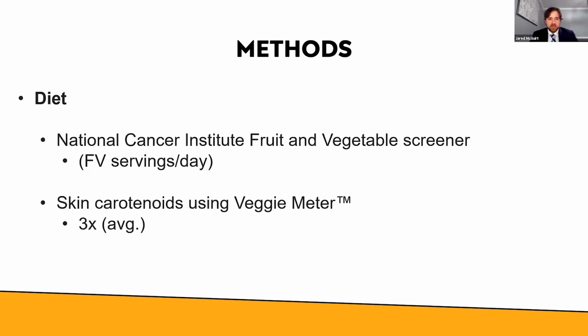All right, for diet, for self-reported measure, we use the NCI fruit and vegetable screener to get fruit and vegetable servings per day, and then we use the Veggie Meter. We did 3 measures and took an average of those 3 scores.